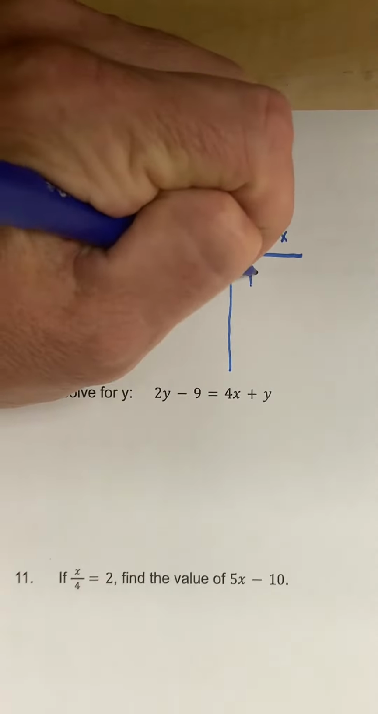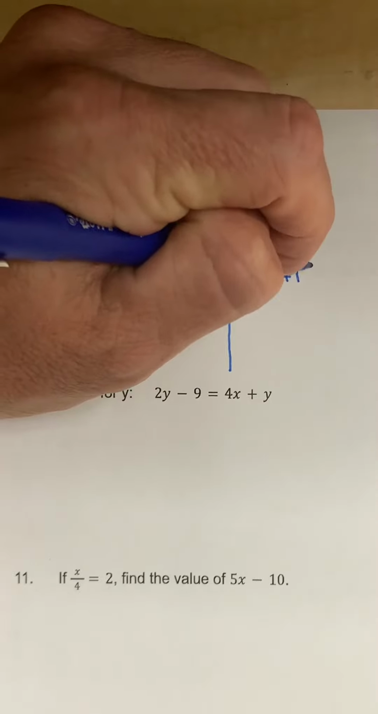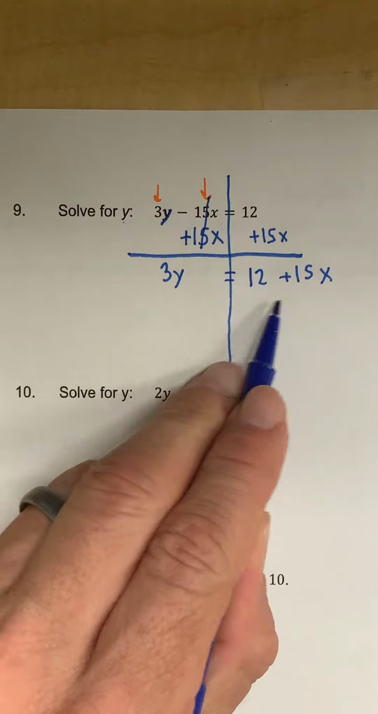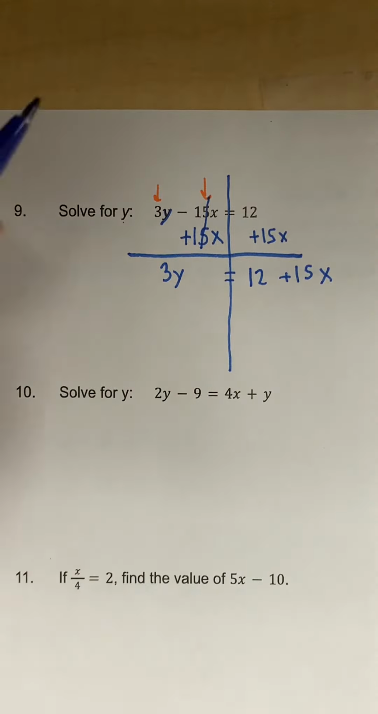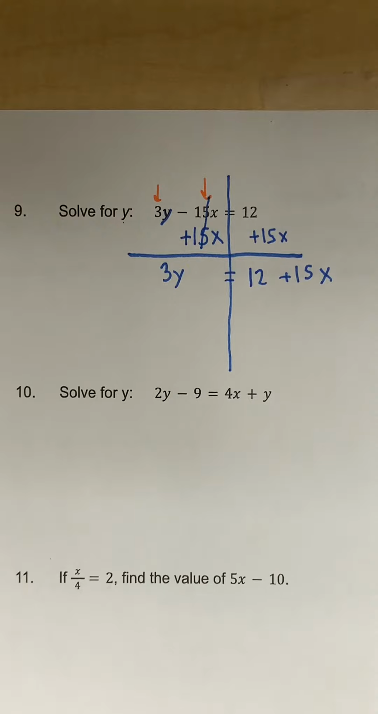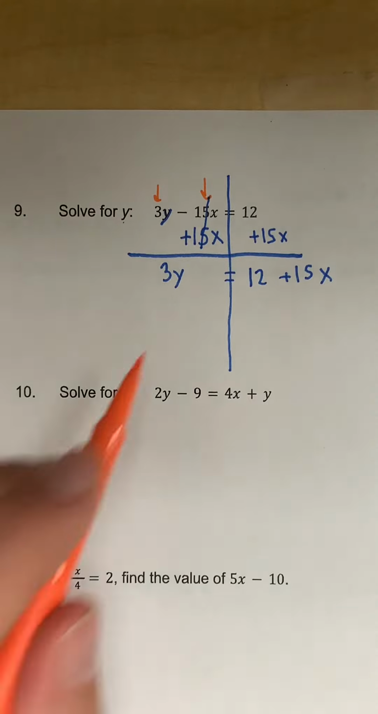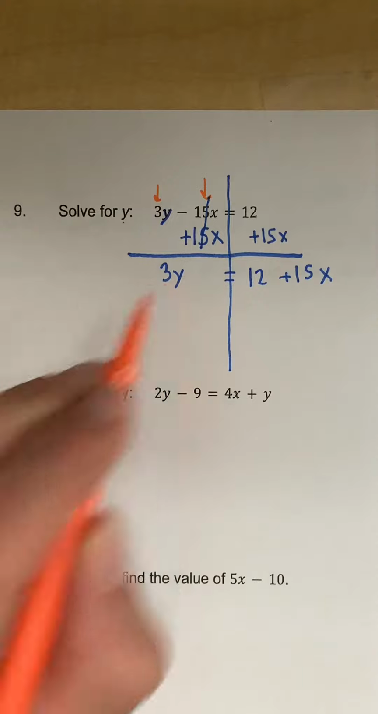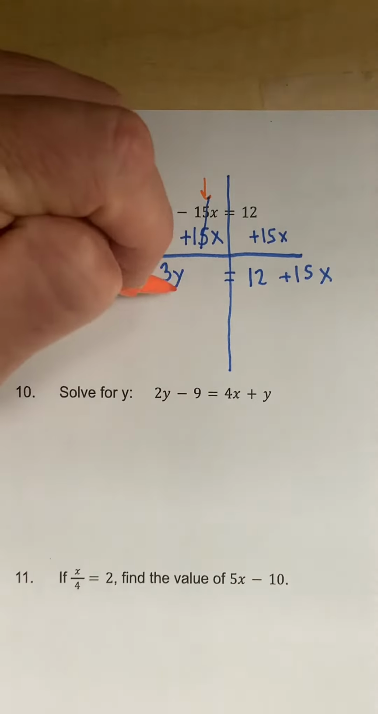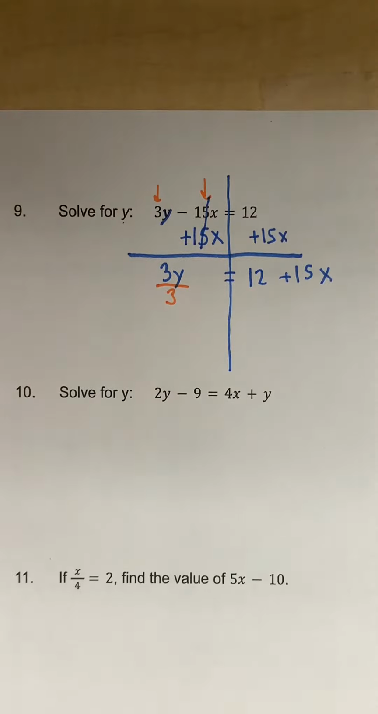So we'll write 12 plus 15x. If you wanted to write the 15x first and then the 12 over here, that would have been fine as well. All right, so we're going back to our next step now. We want to get y by itself. The only thing left over to move would be the 3. So this is 3 times y, and the opposite of timesing is dividing. So let's divide it by 3.